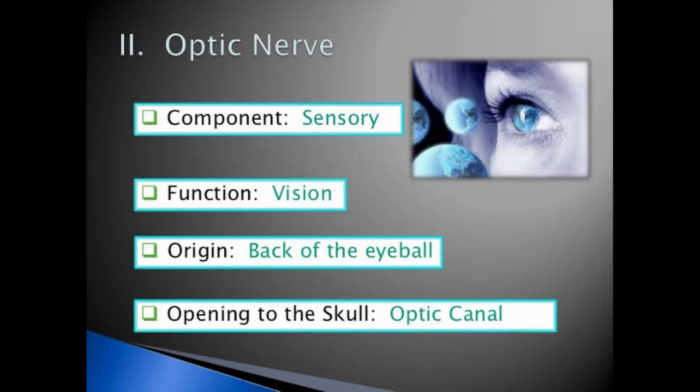Now the second one is the optic nerve. So the optic nerve is for vision. Component sensory, and the function is vision, and it takes origin from the back of the eyeball, and the opening of the skull is the optic canal. So the olfactory nerve is for smell and the optic for vision.